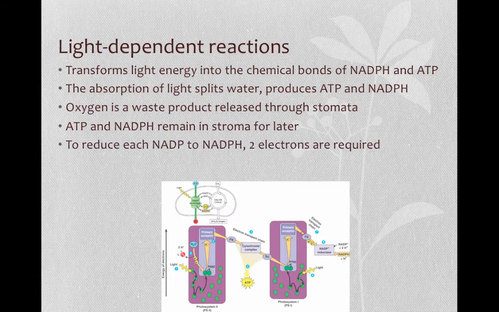To reduce each NADP to NADPH, 2 electrons are required. Photosystems 1 and 2 must each absorb 1 photon to provide 1 electron. So 4 photons must be absorbed to get 2 electrons. So the production of 1 molecule of NADPH requires 4 photons of light. As each electron goes from photosystem 2 to photosystem 1, enough protons are pumped to make 1 ATP. So 4 photons make 2 ATPs. The energy stored in the bonds of ATP and NADPH is used to make glucose.